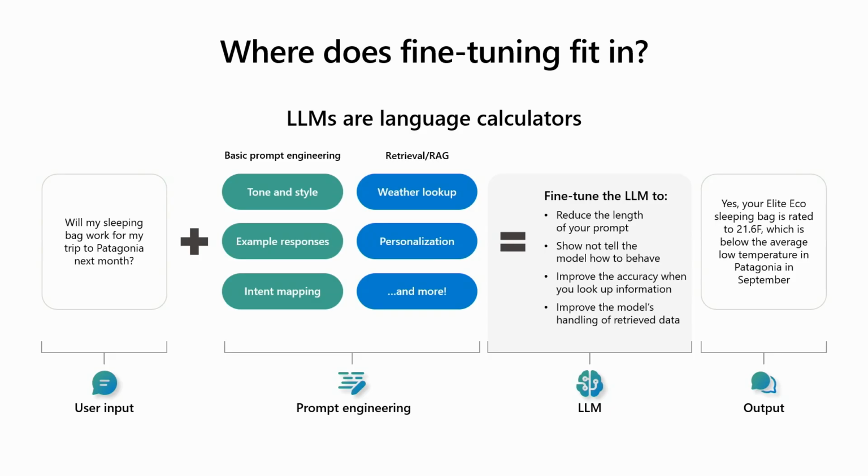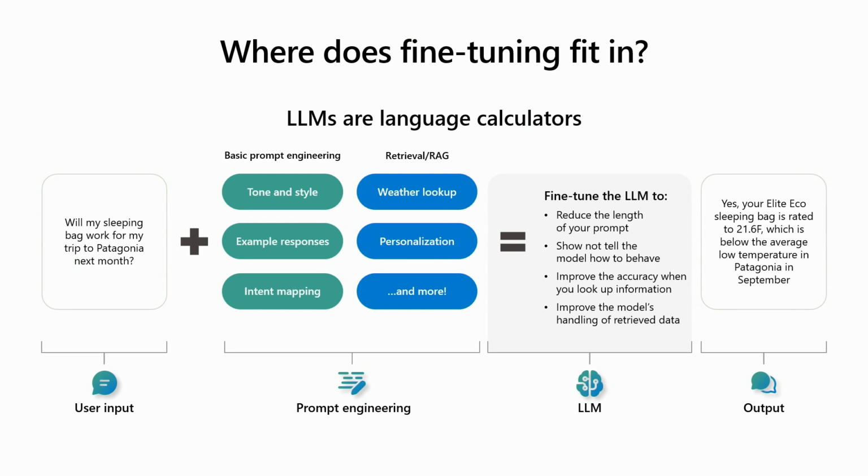Well, with prompt engineering, the application would know that it's a retail bot. It wants to respond to me in a courteous way, and it wants to take my intent and provide a response to that intent. With retrieval augmented generation, the application would look up my information as a customer. It would learn that I purchased a very specific type of sleeping bag. It would look up the weather in the Patagonia next month. And it would personalize all that information to provide a response.